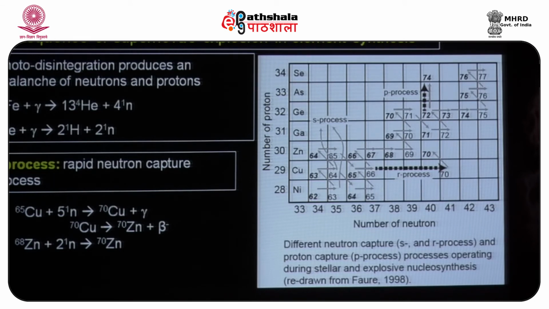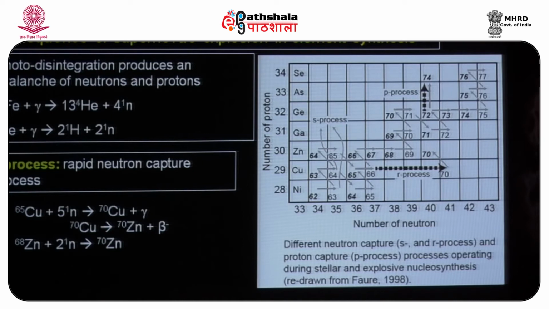Here is an example of this. For example, if copper-66 captures 5 neutrons successively, it can move on to form copper-70, which is beta unstable, and it moves on to form zinc-70. And there is another example like zinc-68. If it captures 2 neutrons, it can again move on to zinc-70.